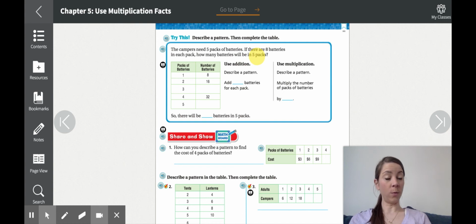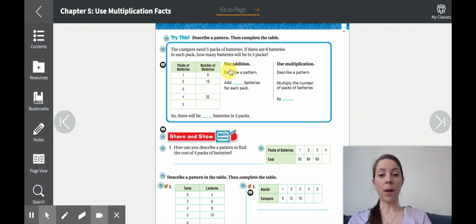So we could solve this by using a table. And again, I'm going to make sure I read the words in the heading so I know what the numbers mean. This column of numbers is the packs of batteries: 1 pack, 2 packs, 3 packs, 4 packs. This column is the number of batteries: 8, 16, we don't know, 32, and blank. And again, it matches with this number. So if there's 1 pack of batteries, there's 8 batteries total. If there's 2 packs, then there's 16 total.